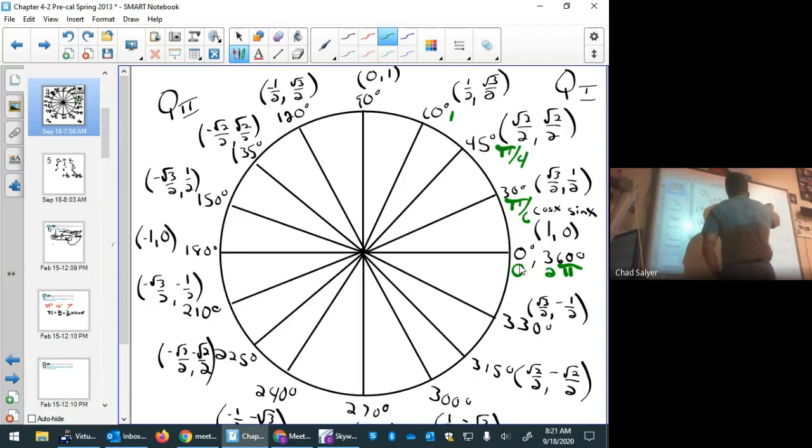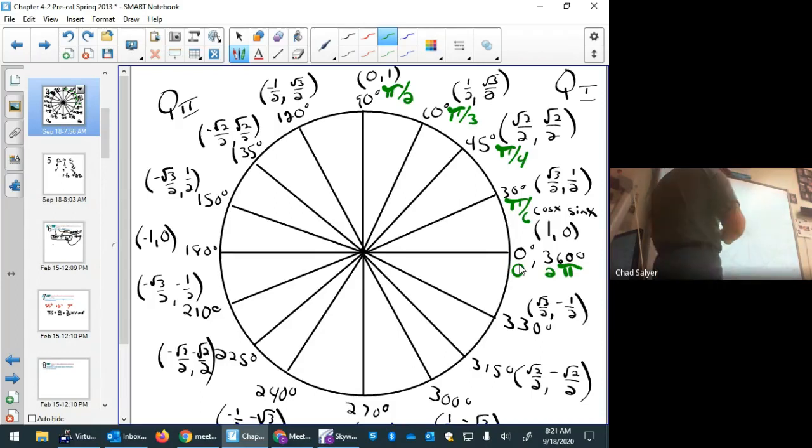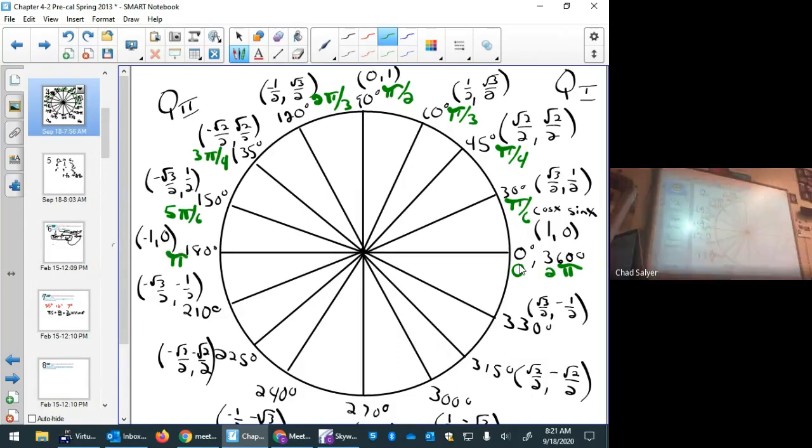For 60 degrees, that's going to be pi over 3. For 90 degrees, that's going to be pi over 2. For 120 degrees, that's 2 pi over 3. For 135 degrees, that's 3 pi over 4. For 150 degrees, 5 pi over 6. And then 180 degrees is just pi. So that's the upper half of the unit circle, all the degrees converted to radians.